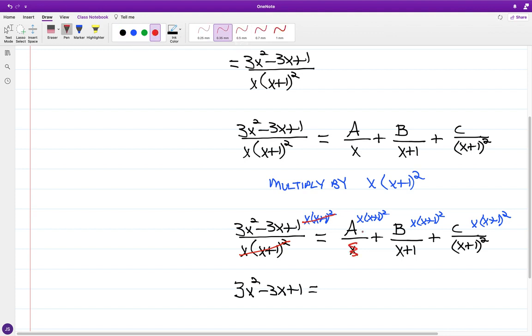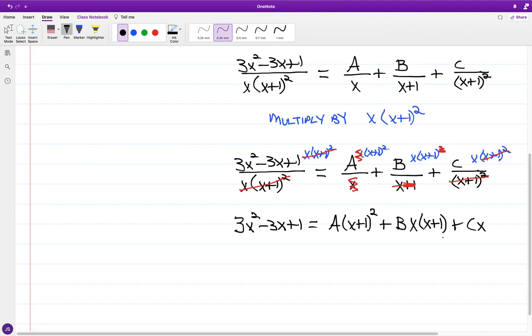Now for a, x is going to cancel out, but we're still going to have a to be distributed over the square of x plus 1. And as for b, one order of x plus 1 is going to cancel out, but we're going to have x plus 1 with a degree remaining as well as x. So you have b times x times the quantity of x plus 1. And as for c over the square of x plus 1, we have the square of x plus 1 to cancel, and x left over, so we have c times x.